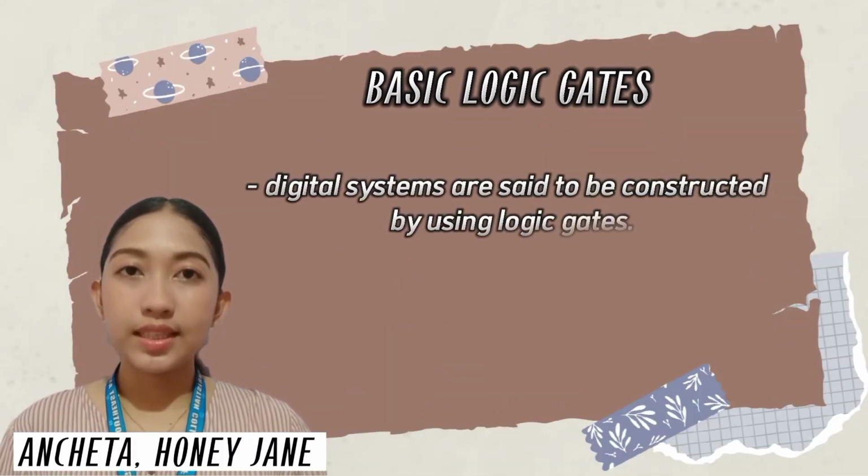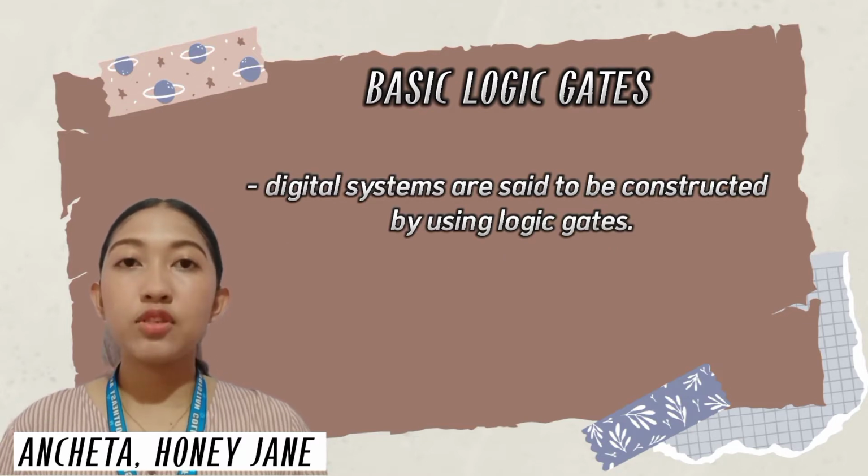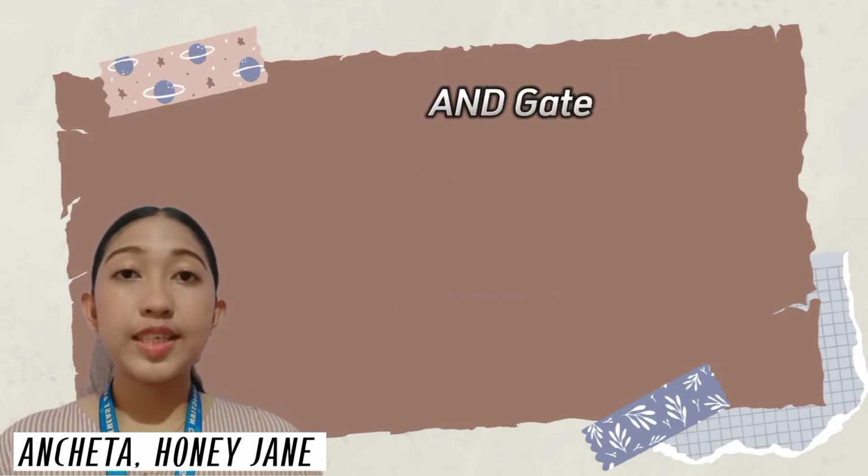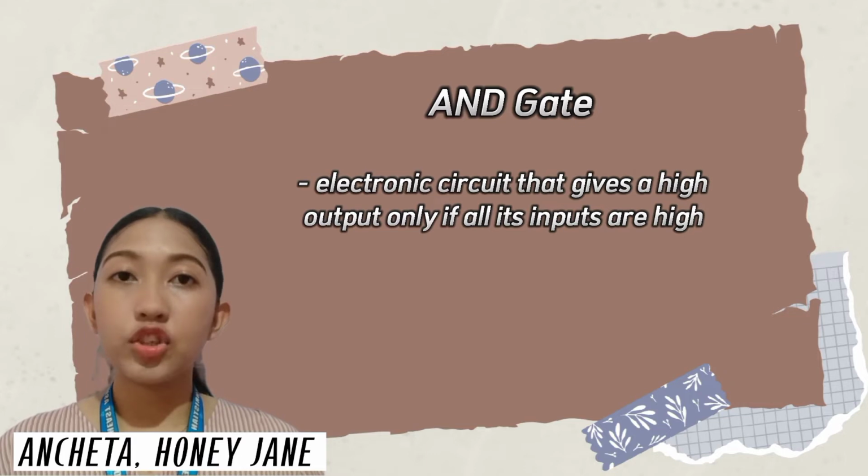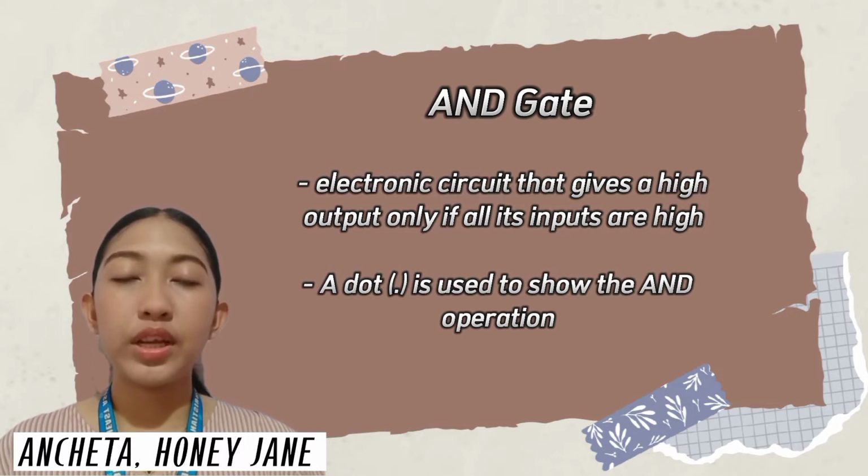The basic logic gates. Digital systems are said to be constructed by using logic gates. There are 7 basic logic gates, which are described with the aid of truth tables. First is the AND gate. The AND gate is an electronic circuit that gives a high output only if all its inputs are high. A dot is used to show the AND operation.